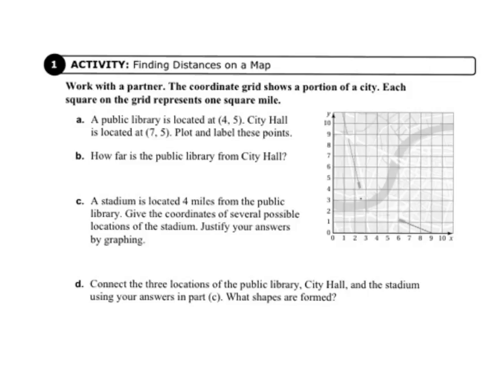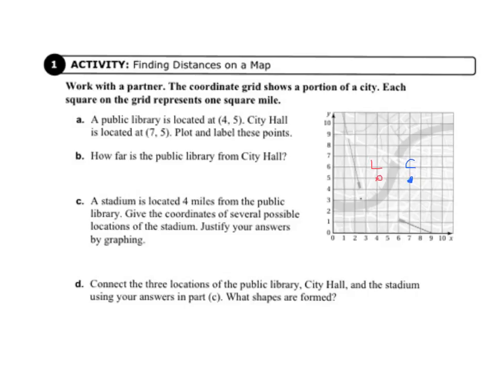So remember, when you plot and label points, you always go on the x-axis, which is horizontal, first. So we're going to plot and label the library first, so we go across to 4 and up to 5. So that makes our point right here. We're going to label it L for library. And then our City Hall, we go across to 7 and up to 5, and that's right there, and we'll label it C for City Hall.